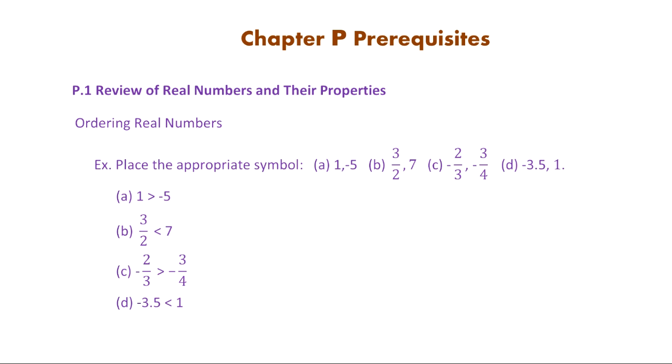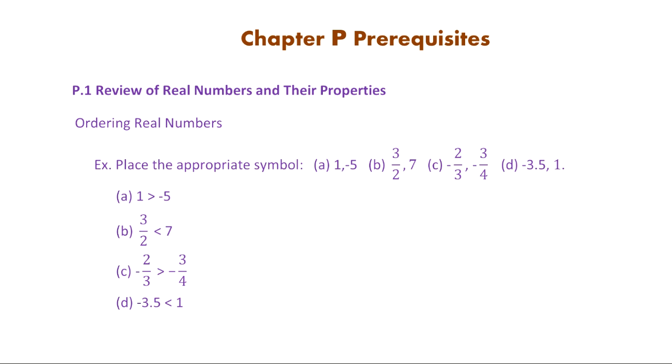In problem B, 3/2 and 7. If you convert 3/2 into decimal, it is 1.5. That's obviously less than 7. So we put the less than symbol in part B.